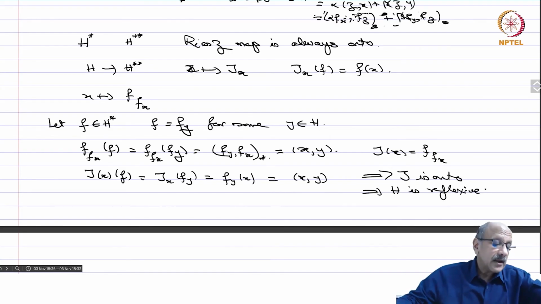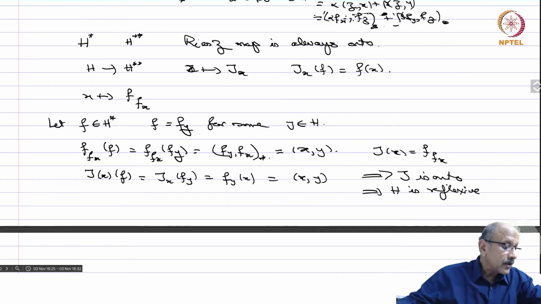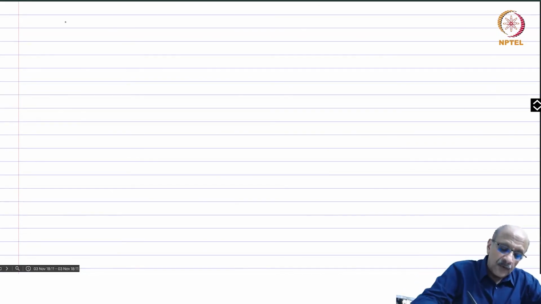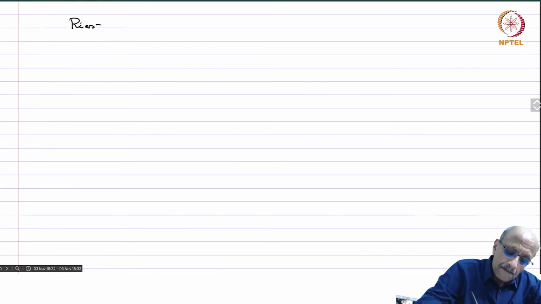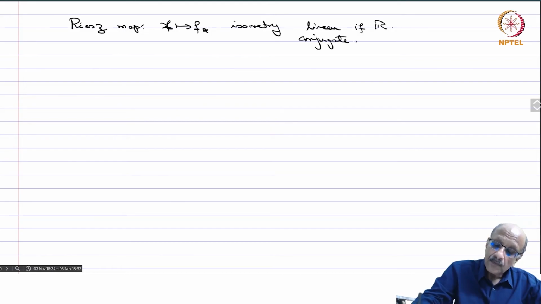So we have shown, starting from first principles, that a Hilbert space is reflexive and that the Riesz representation theorem is true. Okay, so now if you look at the Riesz map, x going to Fx, this is an isometry, and linear if you are working with R, and conjugate linear if C is the base field.